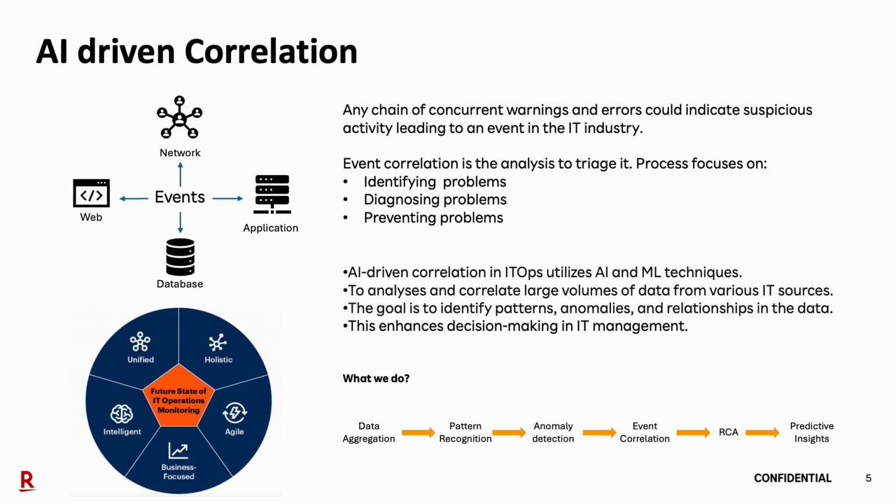To make this process faster and more robust, we use AI. AI-driven correlation in ITOps utilizes AI and ML techniques to analyze and correlate large volumes of data from various IT sources. The goal is to identify patterns, anomalies, and relationships within the topology in the infrastructure. This enhances decision making in the IT systems. Our aim is to provide intelligence.